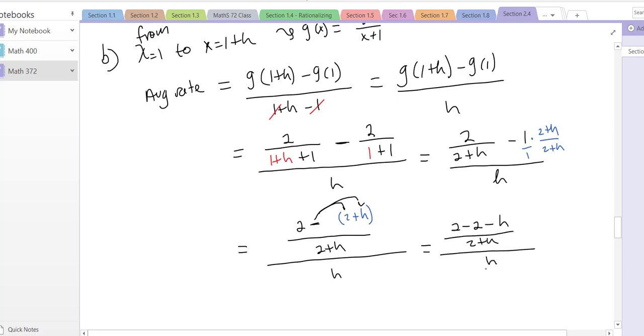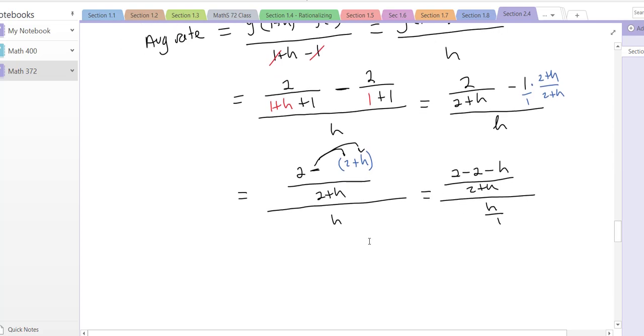And this is where I'm going to say, okay, h over 1, so that I can multiply by the reciprocal. And the nice thing that happens here is that my 2's cancel. 2 minus 2 is 0. So what are we left with? Negative h over 2 plus h. Right? That's my top function, negative h over 2 plus h.